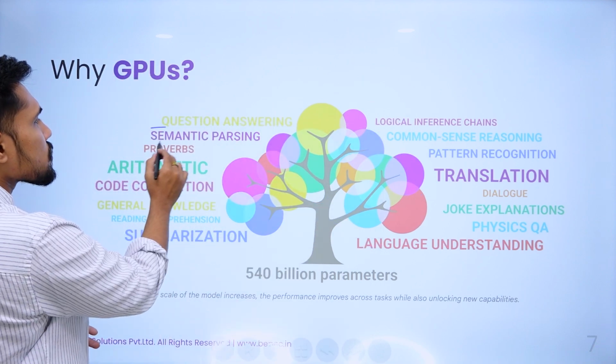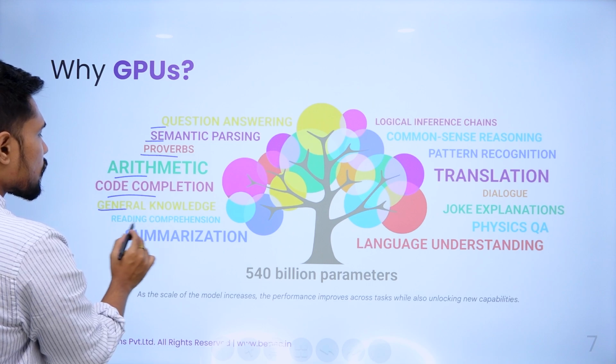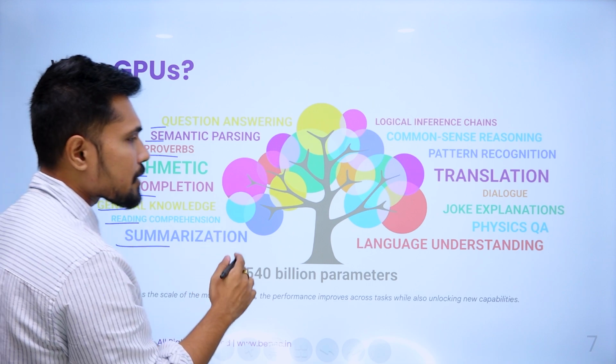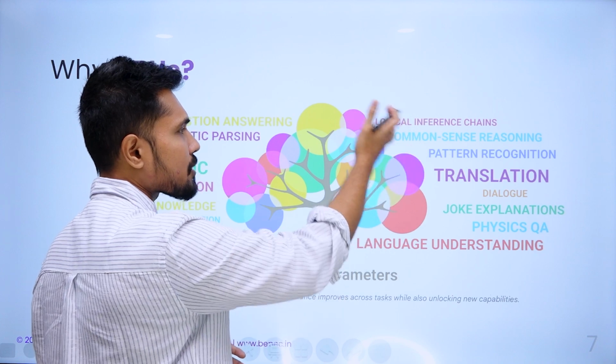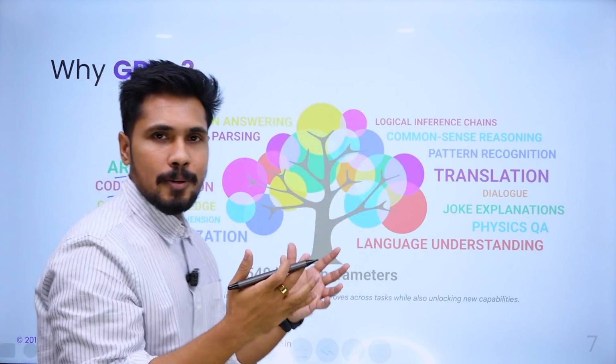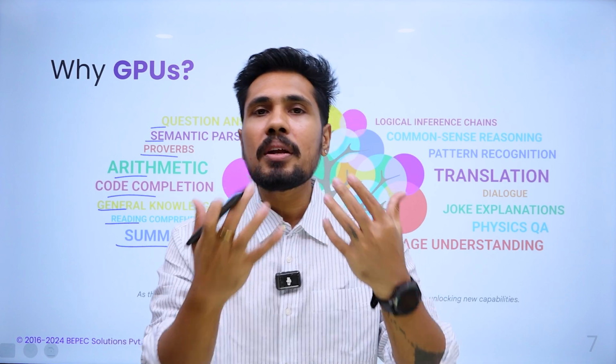Now it can do question answering, semantic parsing, proverbs, arithmetic, code completion, general knowledge, reading comprehension, summarization, language understanding, physics QA, joke explanation, dialogue, translation, a lot. Now, as the number of neurons increases, the ability to do various tasks increases.